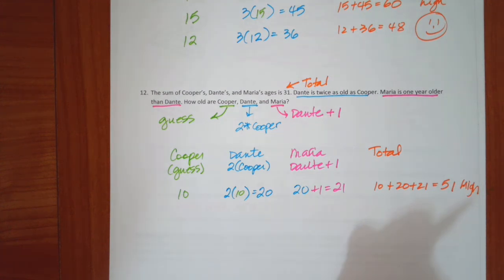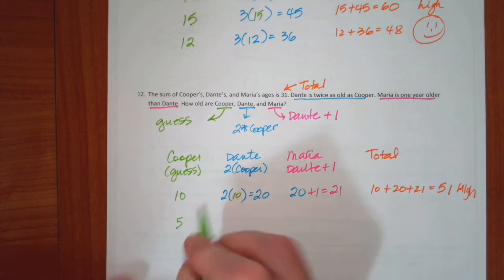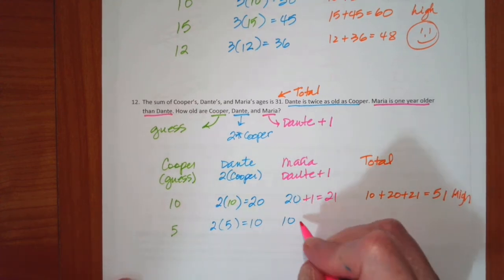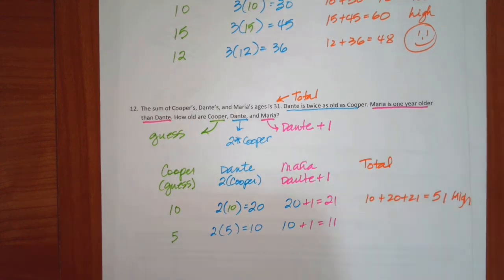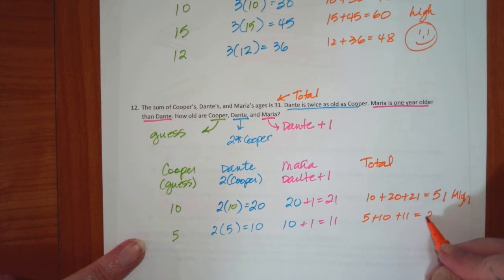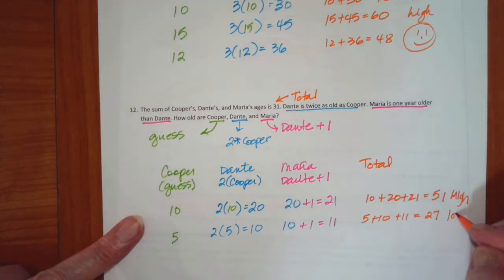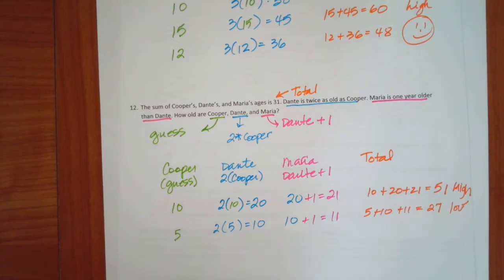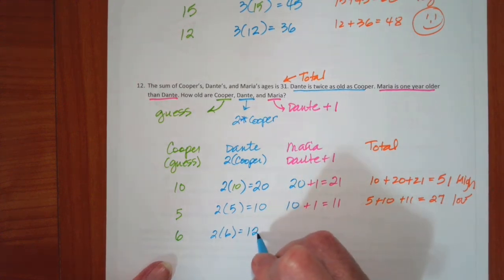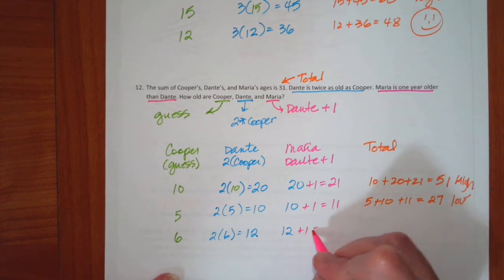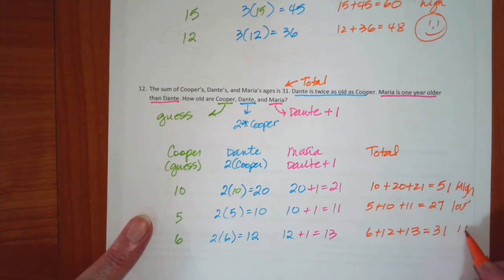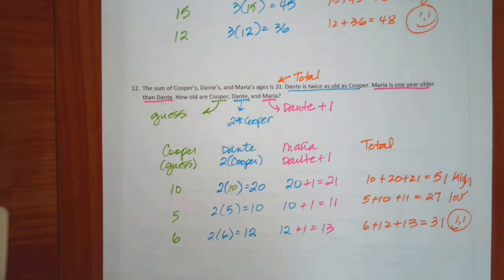Oh, let's go to 5. Two times 5 is going to give me 10. 10 plus 1 is going to give me 11. So if I have 5 plus 10 plus 11, that gives me 27. This is too low. Okay, but it's closer. 31 is closer to 27 than it is 51, so I think I'll go to 6. 2 times 6 is 12. 12 plus 1 is 13. 6 plus 12 plus 13 gives us 31. And there you have it. Okay, the end for 1.5.